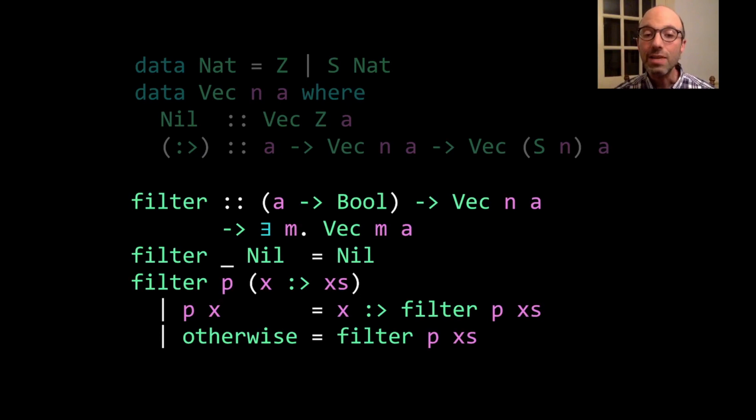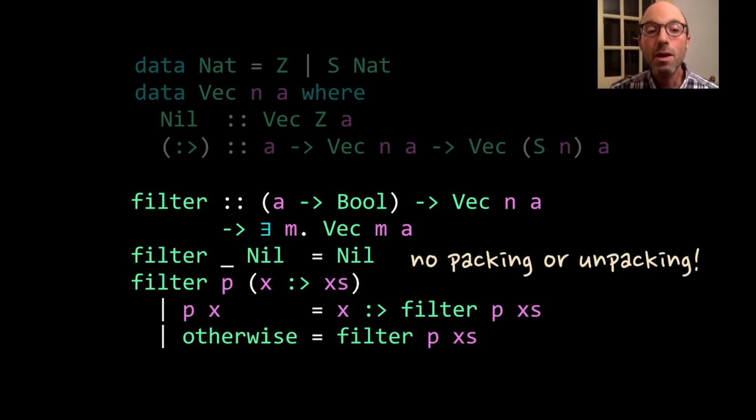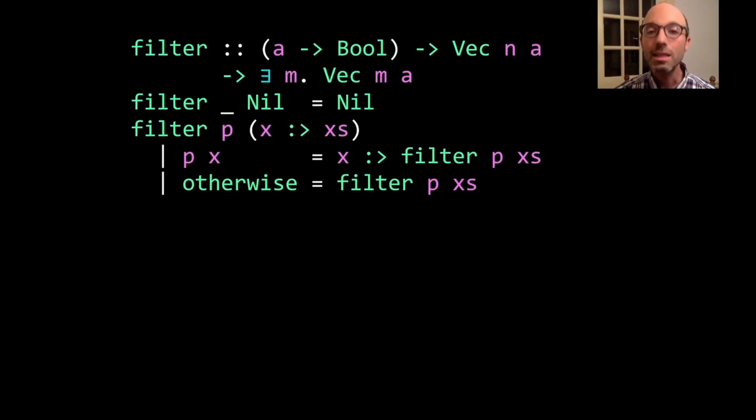What we see in the implementation is that there is no packing or unpacking. Despite the fact that this filter returns an existential, the first line just returns nil. I don't do any fancy footwork there. And then the recursive call to filter, again, I don't have to use any fancy footwork. The approach that we describe in our paper accepts this definition. Let's look at it a little bit more closely.